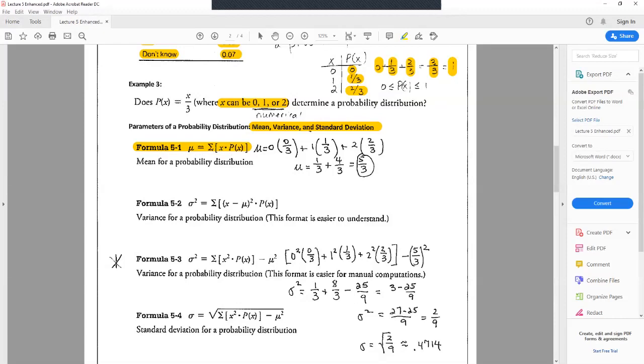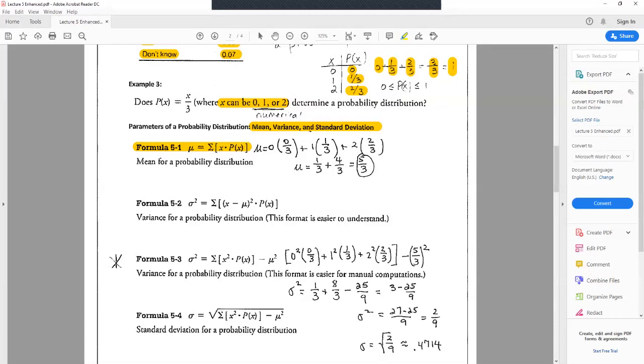Notice we have this Greek symbol here. It says that we are going to sum something. Well, what are we going to be summing? We're going to be summing products. Products being x times the probability of x. So we're going to sum each x value multiplied by its probability.